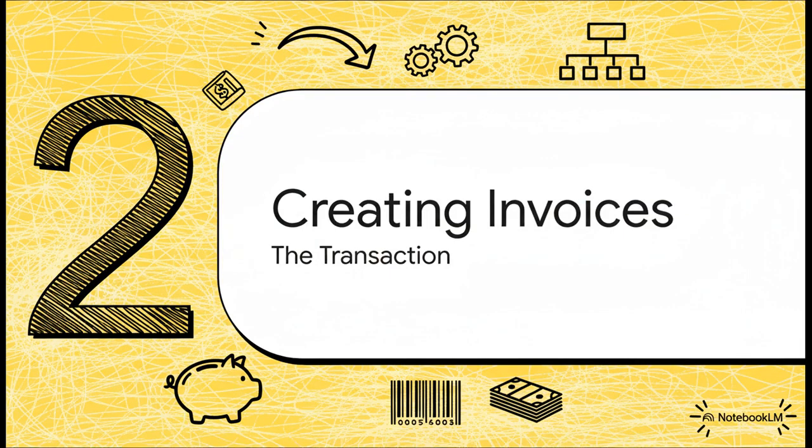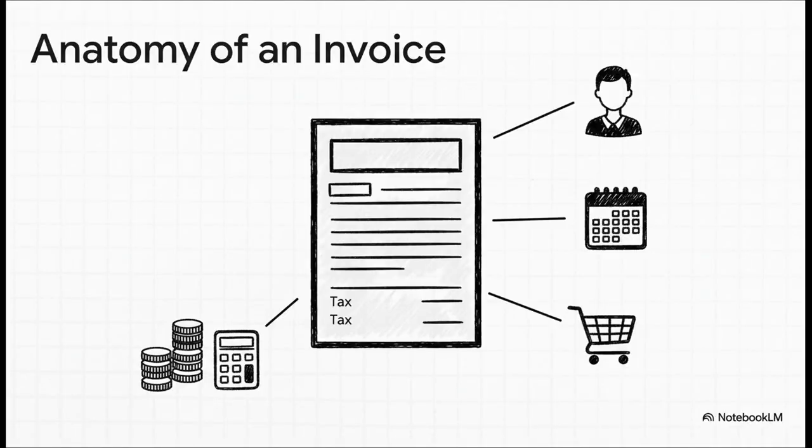Okay, so we have products, now what? We've got to sell them. And that brings us to our next building block, the transaction. We're moving from the static thing in our store to the dynamic action of a sale. And just like our product, an invoice has its own blueprint, its own class. It needs to keep track of a bunch of key things: who the customer is, when the sale happened, what they actually bought, and of course, all the money details. Every single one of these points becomes a core piece of our invoice class.